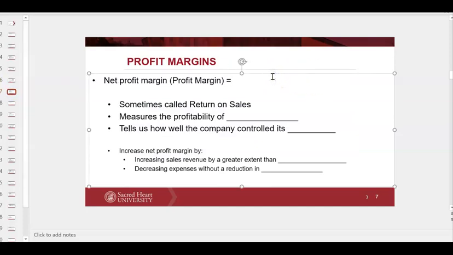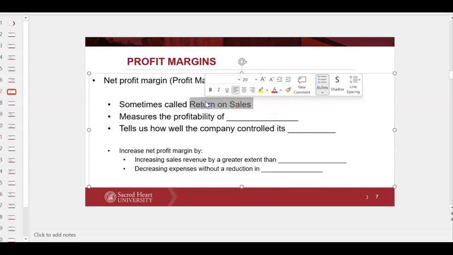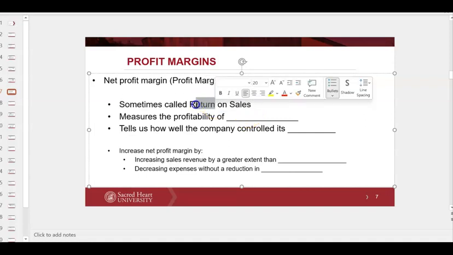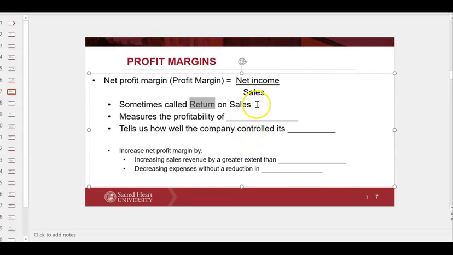Our last profit margin is the net profit margin, which is equal to net income divided by sales. This metric is sometimes called return on sales. When we see the word return, think net income goes in the numerator, and then net income is compared to, of course, sales. And it measures the profitability of each dollar of sales. It tells us how well the company controlled its expenses, all of those expenses, not just operating expenses, not just cost of goods sold.